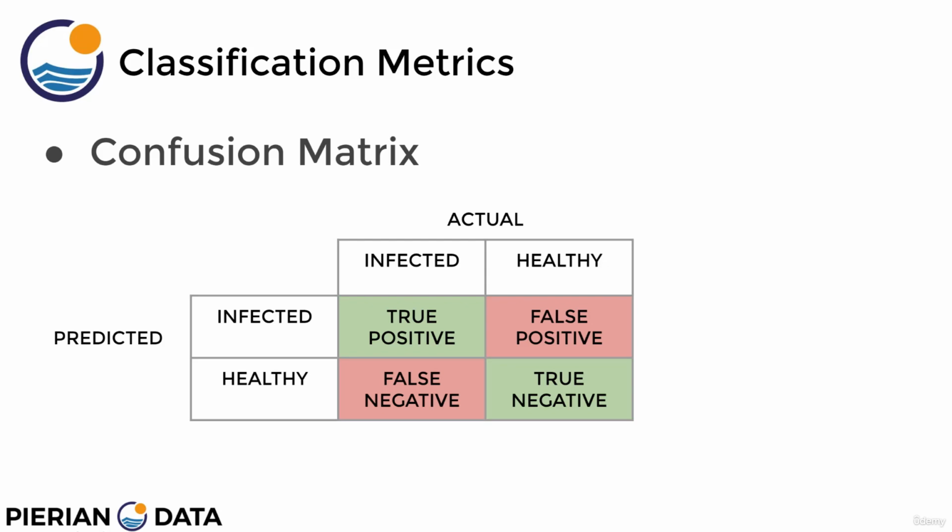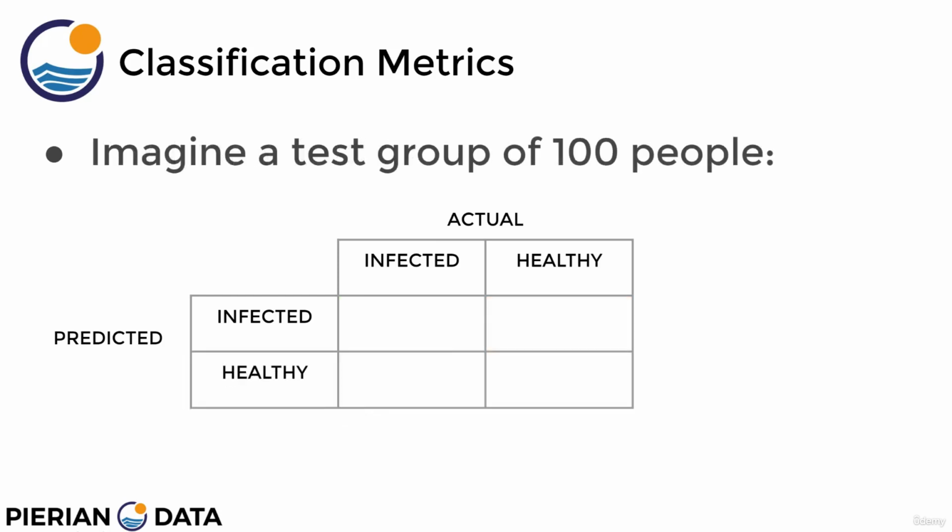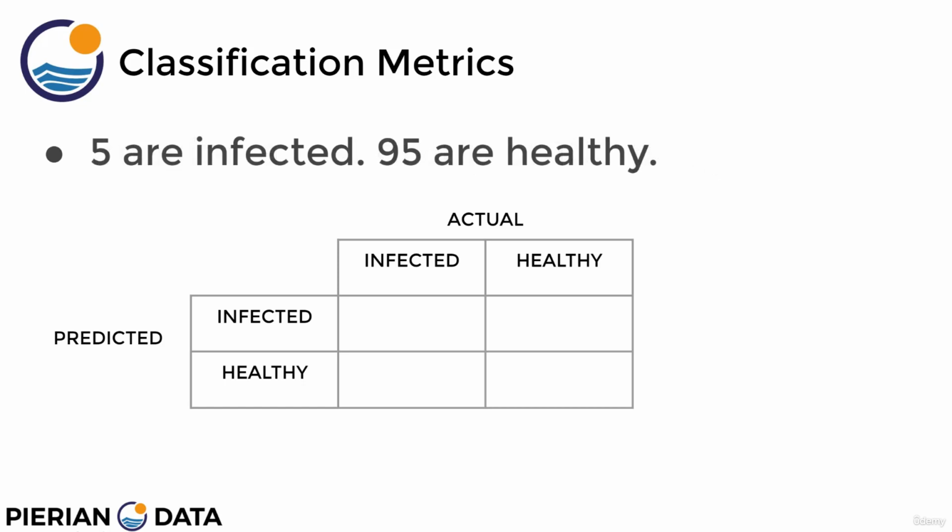Now with these 4 metrics, true positive, false positive, true negative, and false negative, I can calculate many different ratios in order to come up with different performance metrics. So let's imagine a test group of 100 people. 5 are infected and 95 are healthy. And what I do is I test all of these patients and then come up with some results.